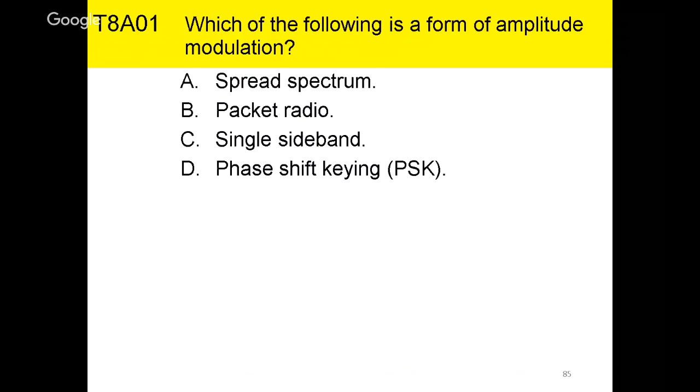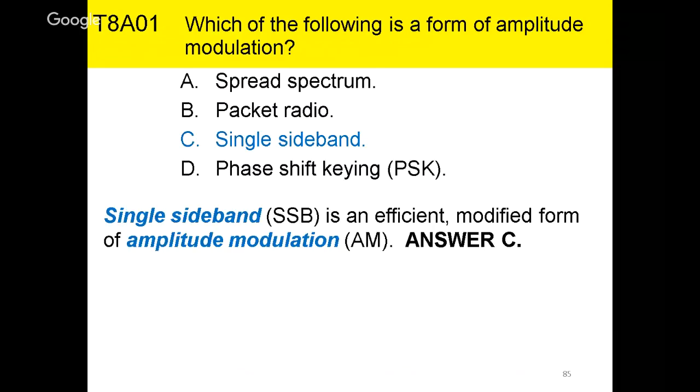So which of the following is a form of amplitude modulation? Again, we just kind of covered that. Single sideband is a form of amplitude modulation. It's also very efficient. Typically speaking, a sideband signal is only 3 kilohertz wide, whereas a full AM signal would be 6 kilohertz wide typically. So in order to save bandwidth, you remove one sideband and the carrier and transmit on a single sideband. And it's a form of amplitude modulation.